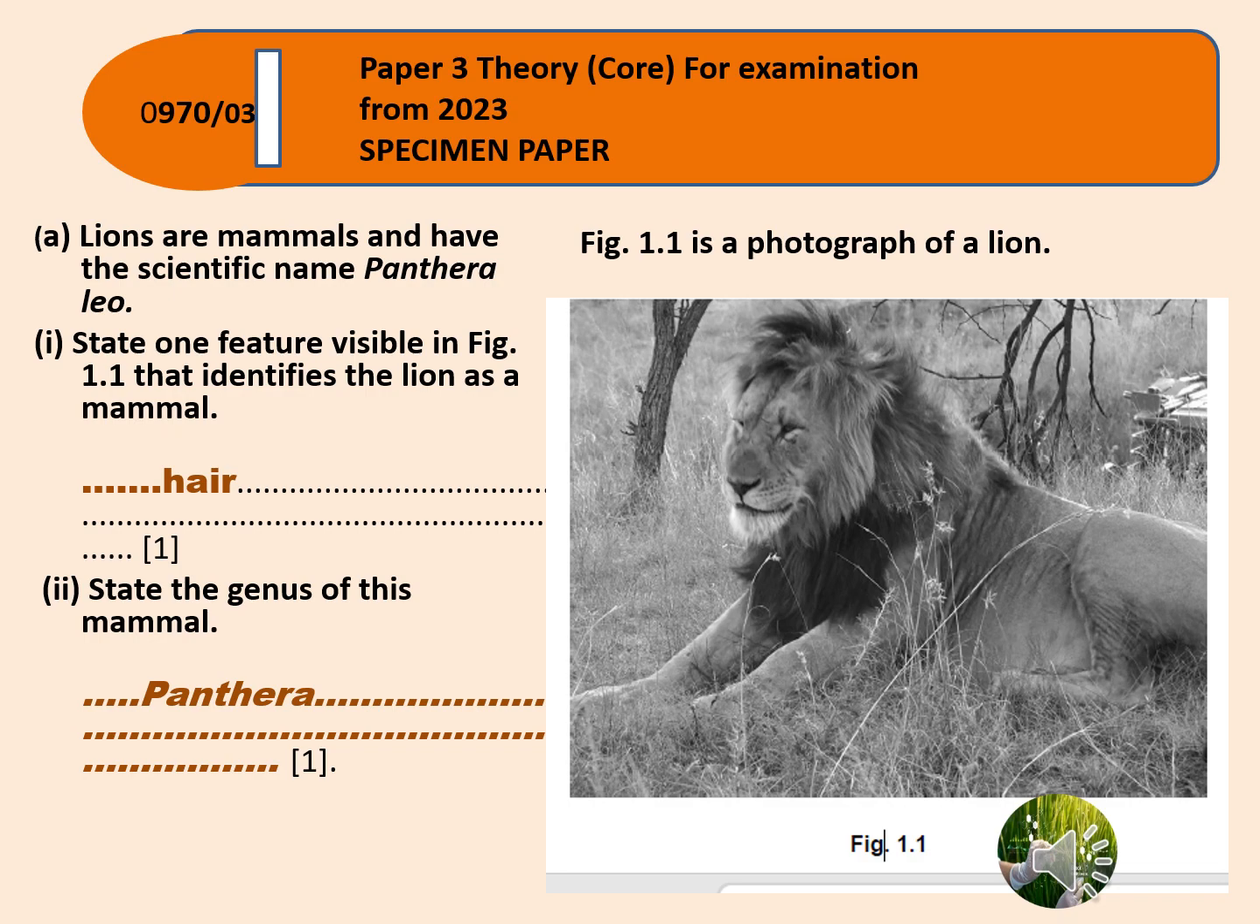Part 2, state the genus of this mammal. The scientific name is given. The first part is the genus, that is Panthera. So the answer for the second part is Panthera.